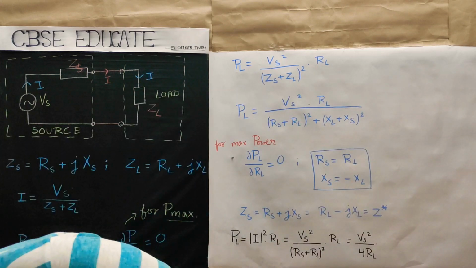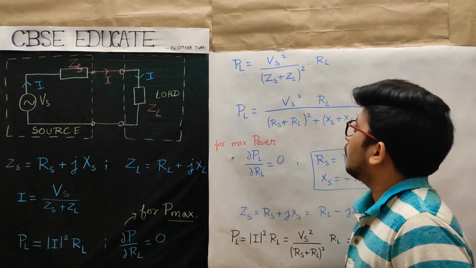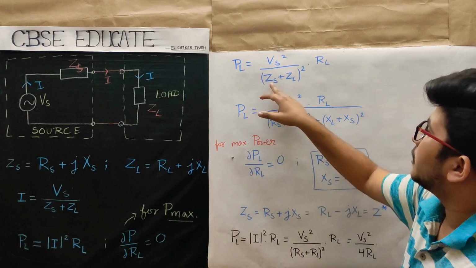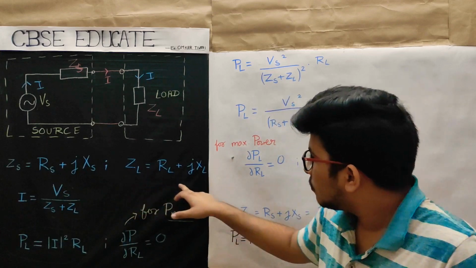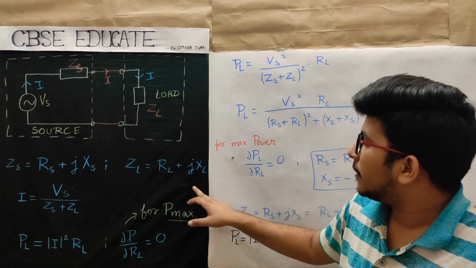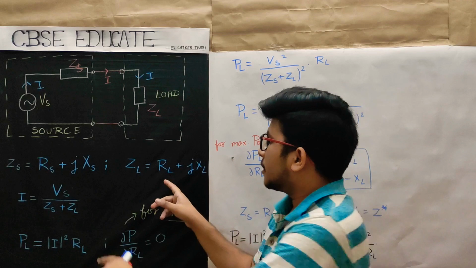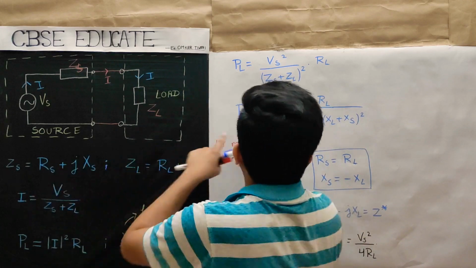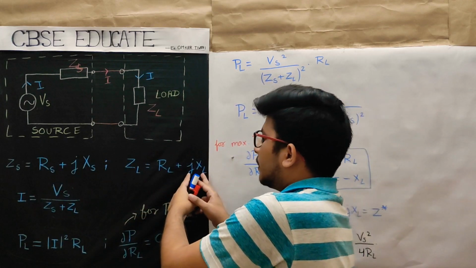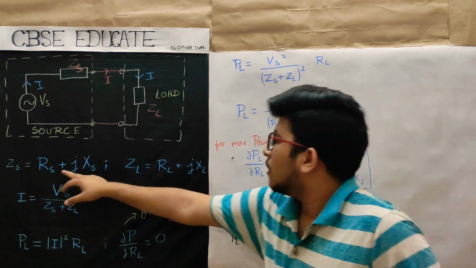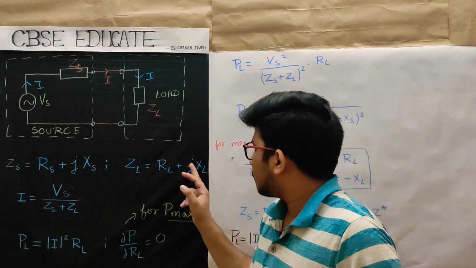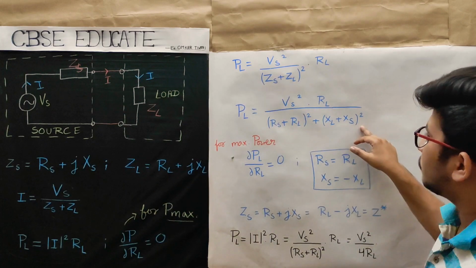Now what next? PL is equal to, in place of ZS and ZL, you can write these two. By adding, keeping the resistive parts on one side and keeping all the reactive parts on the other side, we get RS plus RL plus JXS plus JXL, the whole square.